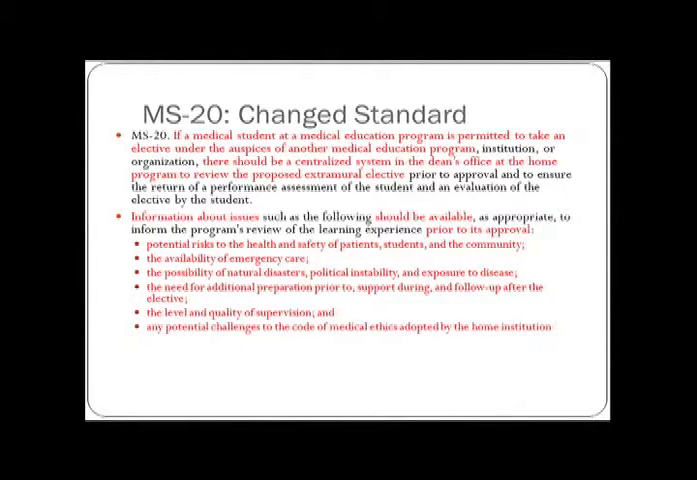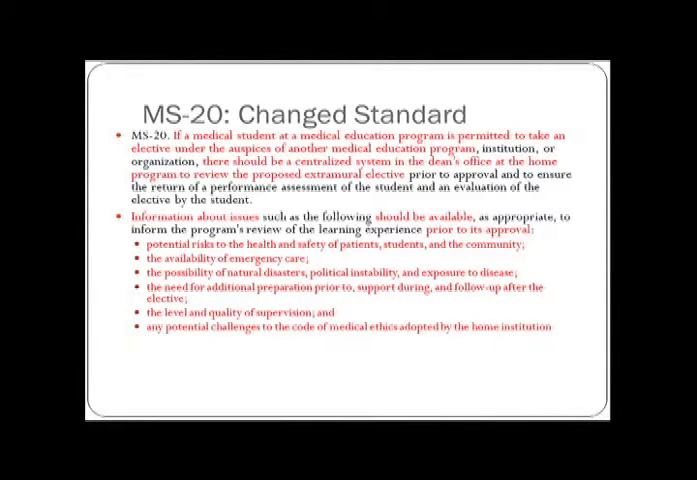So this, highlighted in red, the bulleted list here tells you what kind of issues we're looking at to make sure that we're not approving an elective without being informed of potential risks to the health and safety of patients, students, and the community, the availability of emergency care, possibility of natural disasters, exposure to disease, et cetera.